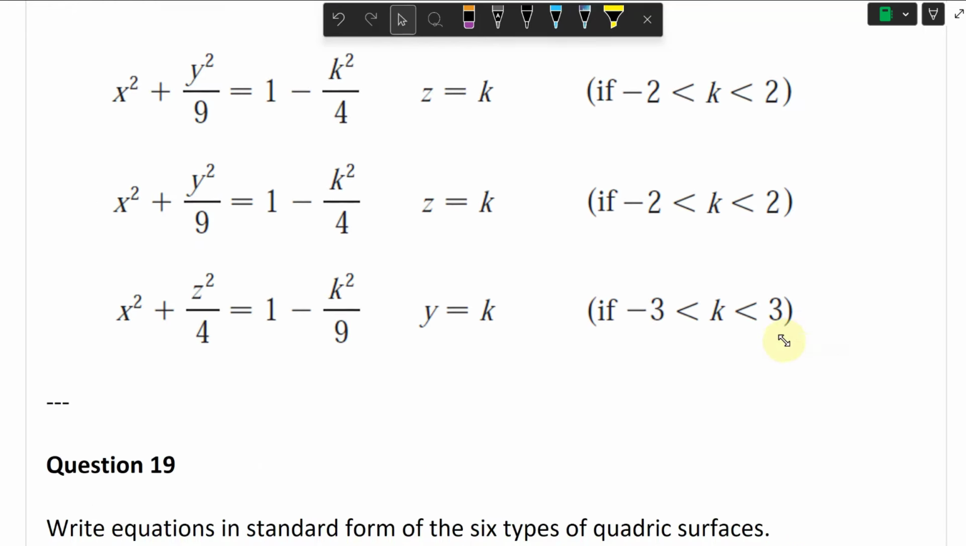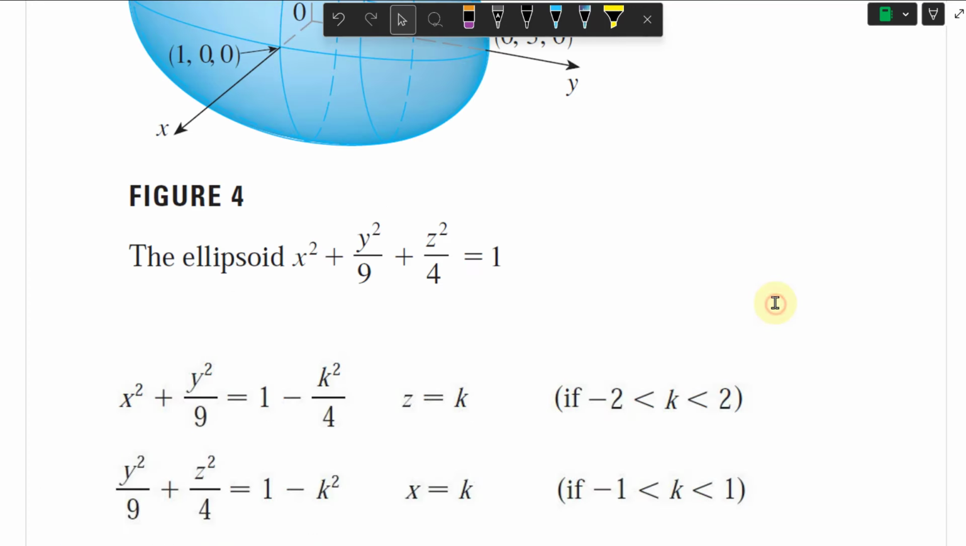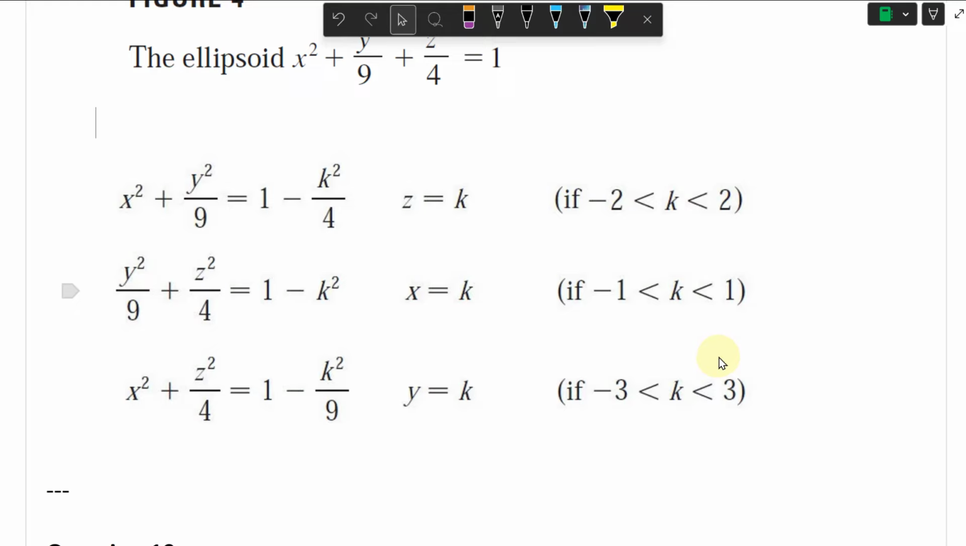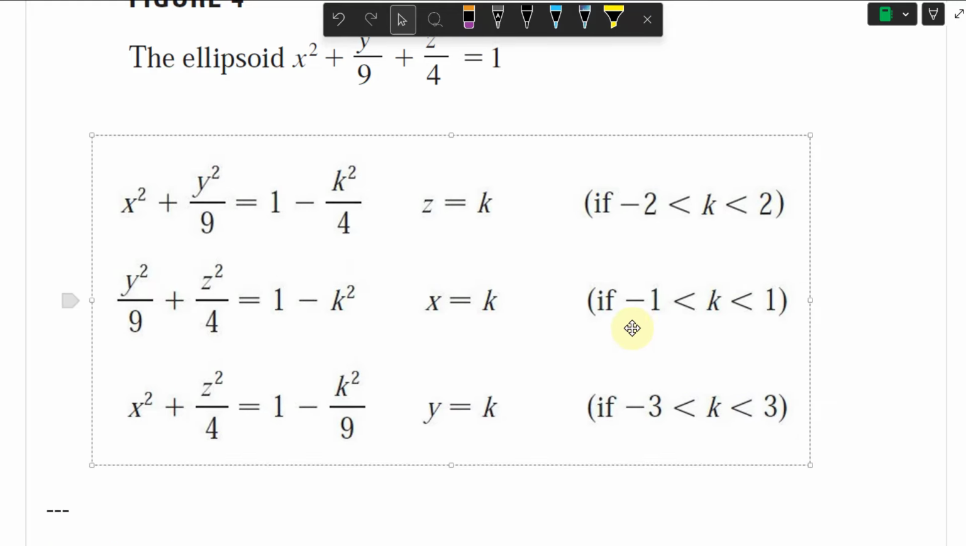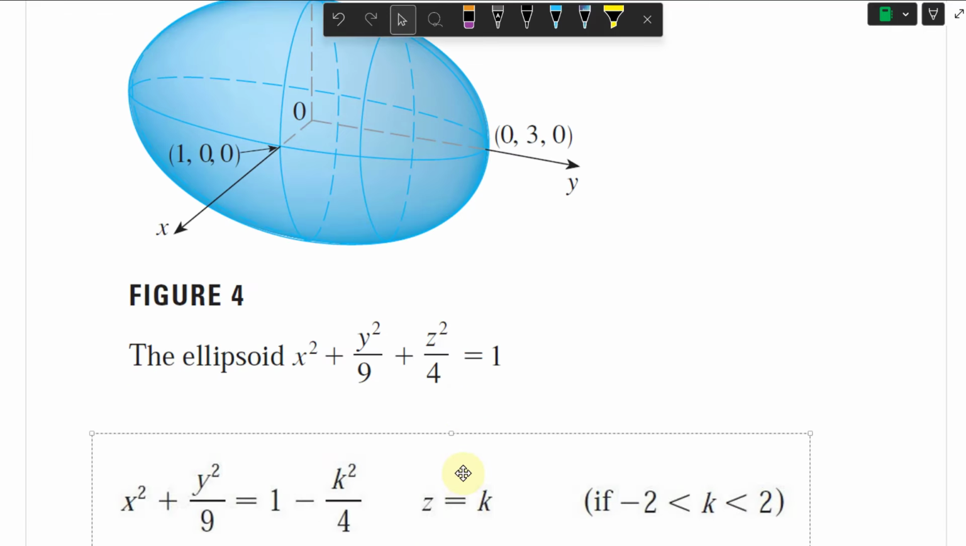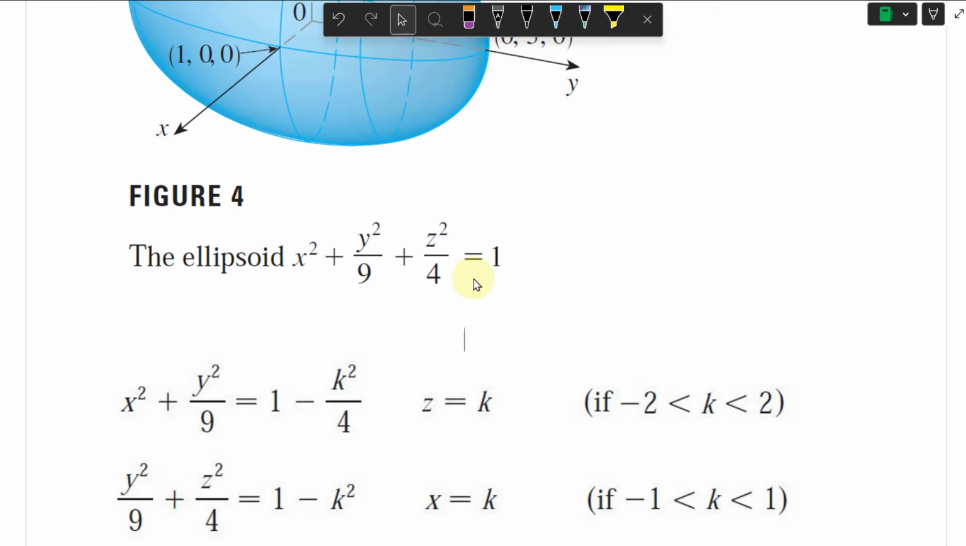So for example, if this is a formula right here, and if I set z equals k, and here I just quickly updated this, I had the z one here twice. What we'll do in this case is set z equals k here, and then move it over to the other side, because you're just going to get a constant. You're going to get 1 minus k squared over 4.